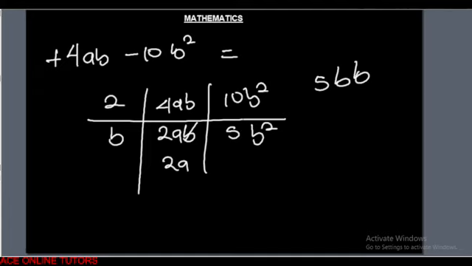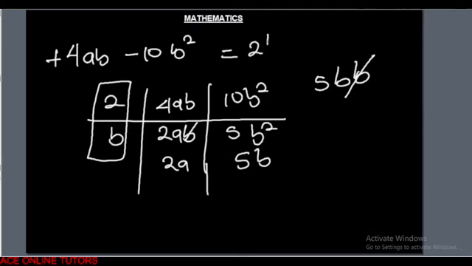Then b goes in 10b squared. So 1b will just go. You are left with what? 5b. Now, is there still anything that can divide the 2 of them together? No. So which means that this is what will be outside the bracket, your 2b. So put your 2b outside the bracket. Then inside the bracket, you are going to have 2a, and you are going to have 5b. Then you close the bracket.